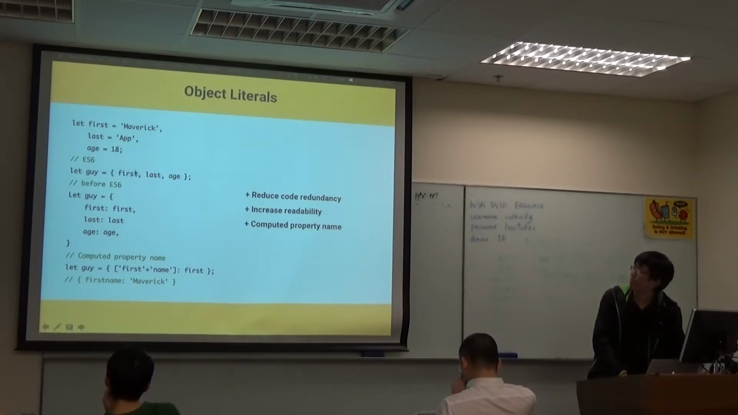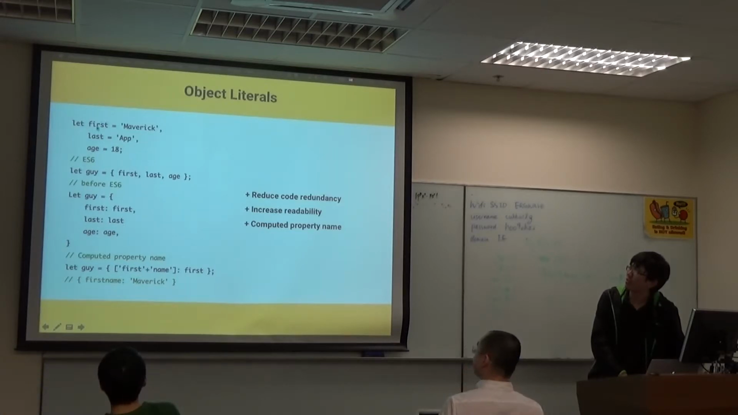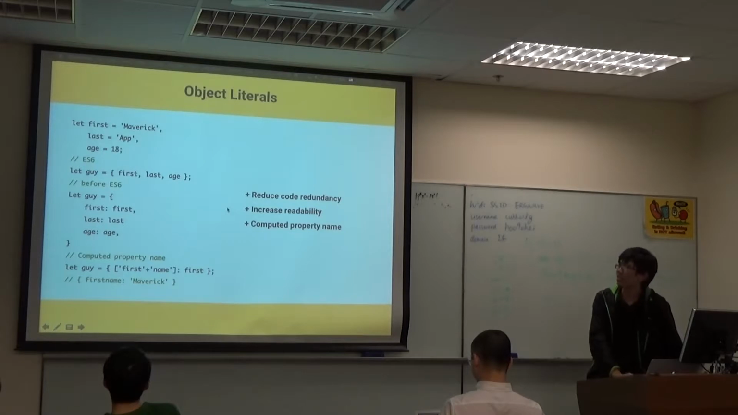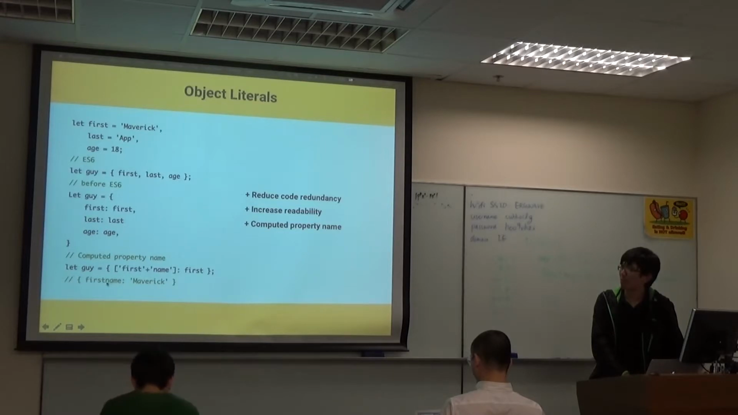If the name of the property is the same as the variable, it's just these two objects. The output is the same, but it looks simpler. It increases readability. And also, the property of an object can be computed. You can see here, we computed it by concatenating the first name, so the output is the same.